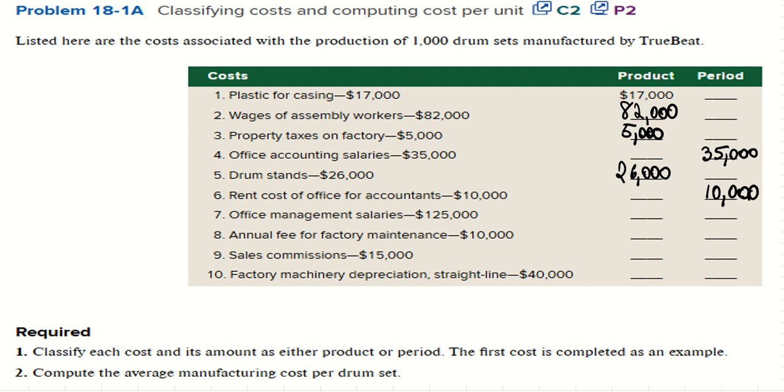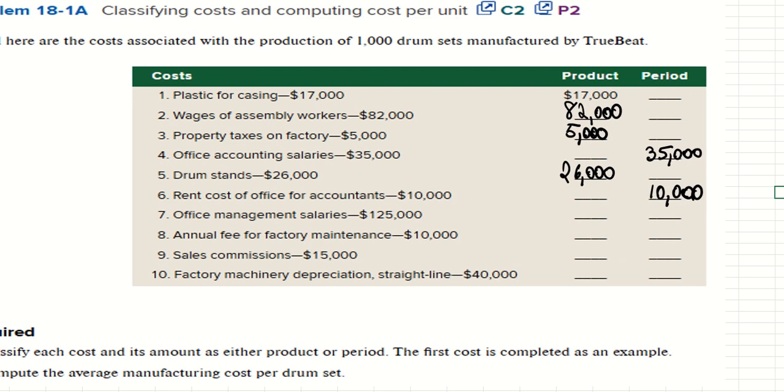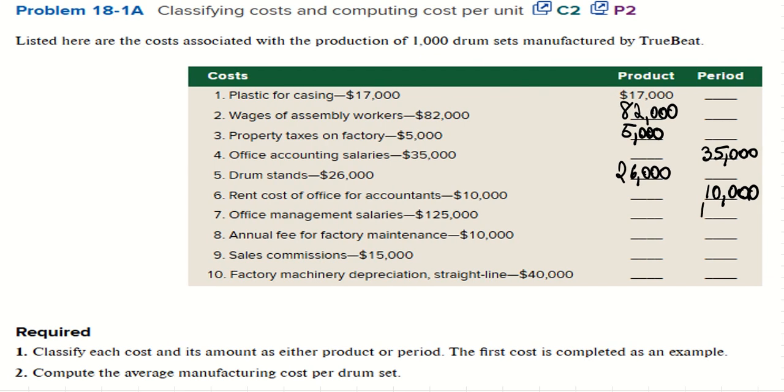Number 7, office management salaries, $125,000. That is also a period cost. So I'm gonna put 125 underneath that 10,000 there for period costs. So office management salaries. Now these are the managers that are also in the office along with the accountants. So they are getting the benefits of being in the office, sitting in a chair at a desk with air conditioning. So they are not directly involved with the production of the drum sets here. They're not in the factory.